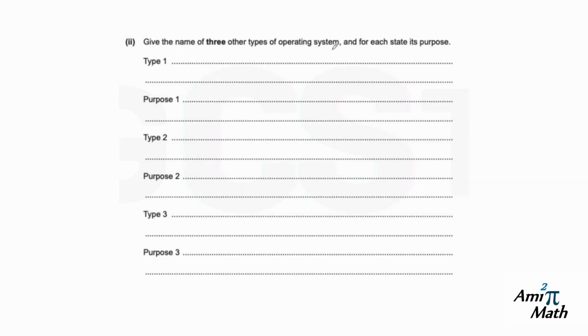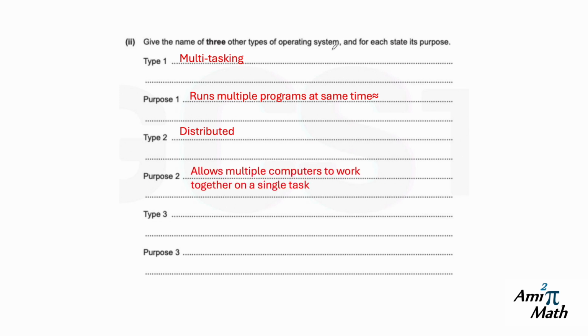Give the names of 3 types of other operating systems, and for each, state its purpose. So we can first say multitasking, and this is when it runs multiple programs at the same time. You have distributed operating systems, and these allow multiple computers to work together on a single task. Embedded, which is when the operating system has a dedicated function.